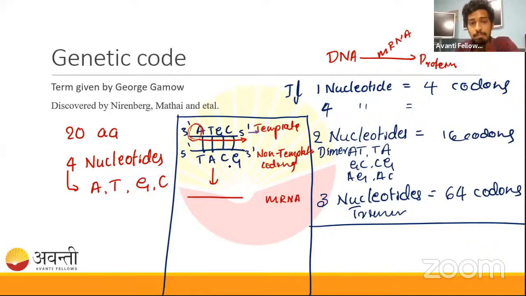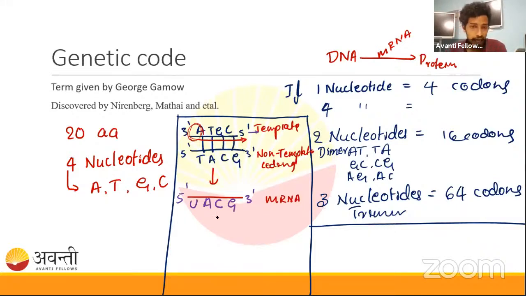It's called non-coding, or non-template, because it won't code for the mRNA, but it looks like the mRNA. Now I write what mRNA sequence you will get here. It's 5' to 3'. If A is there, the complementary base on the mRNA is T, but since it's mRNA, it should be U, right? For T, the complementary is A. For G, the complementary is C, and for C, the complementary is G. So this is the mRNA you are getting.